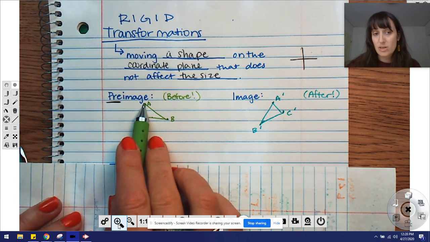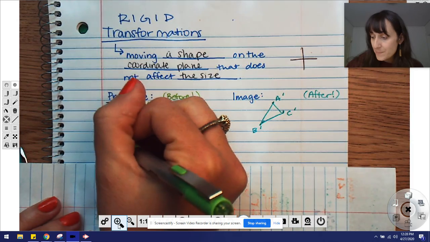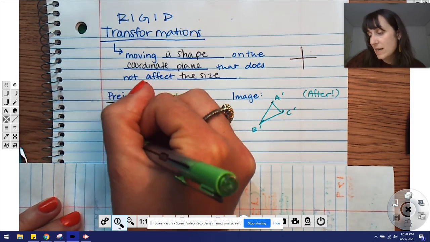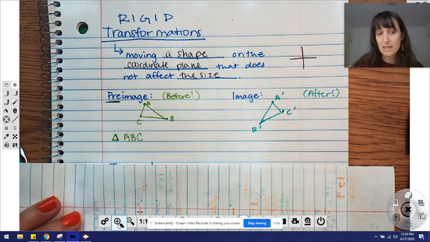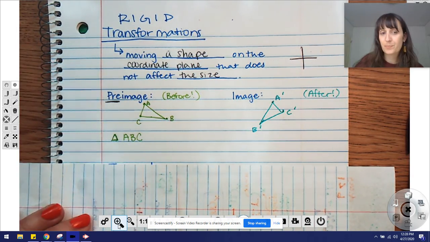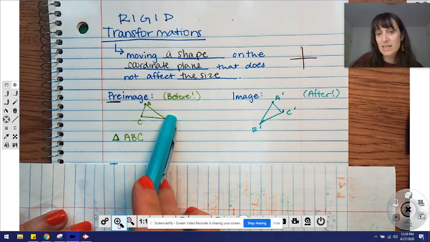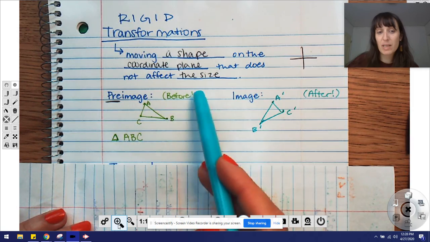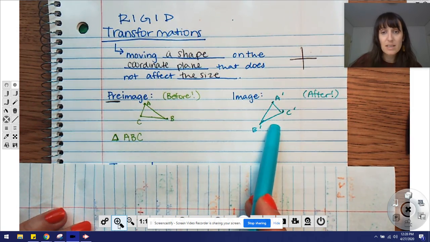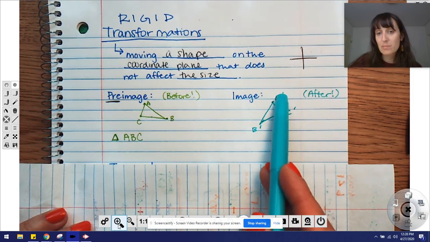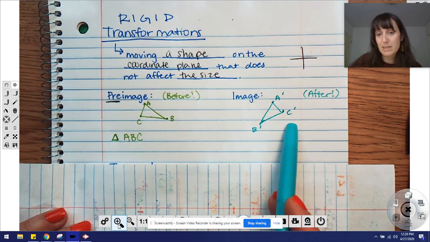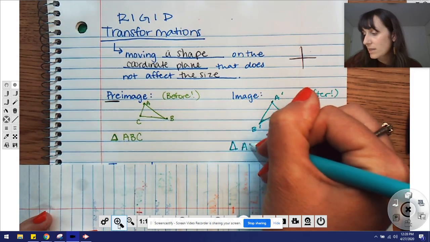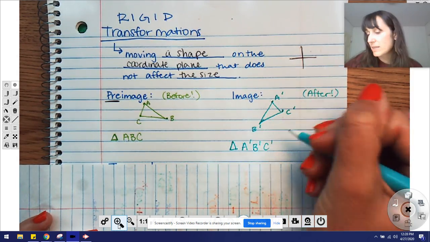So the pre-image, if we were talking about shape A, B, C, we would label it with a little triangle, since this shape is a triangle, and then we title it A, B, C. This is our pre-image. Now you can see A, B, C has changed a little bit. Maybe it's been flipped and rotated to make image A prime, B prime, C prime. So we would label this one triangle A prime, B prime, C prime.